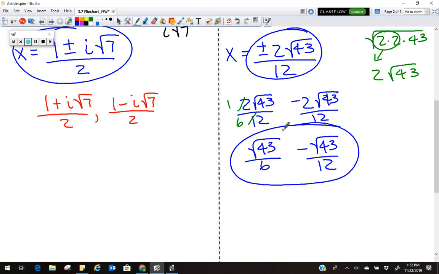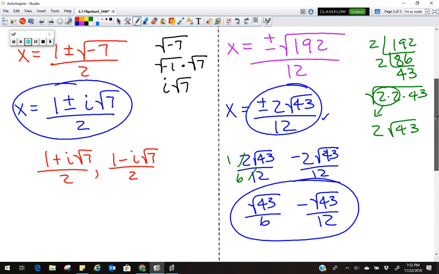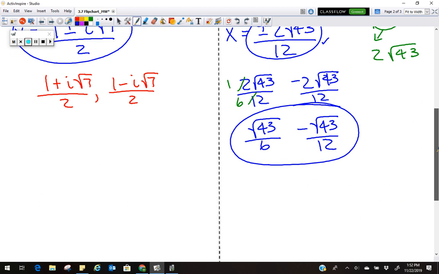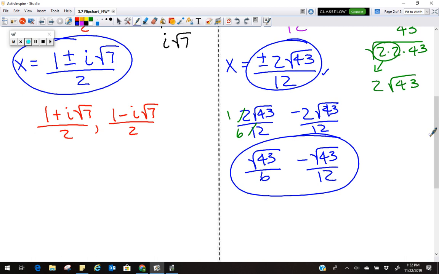Okay, if you get to this point right here, I'd be okay. If you want to keep factoring down, that's fine. But I'm okay if you leave it the other way. Okay. All right. Hopefully that gets you some good information there.